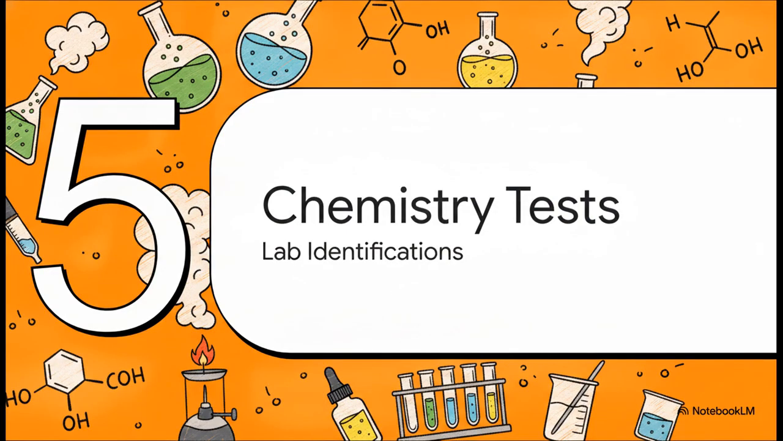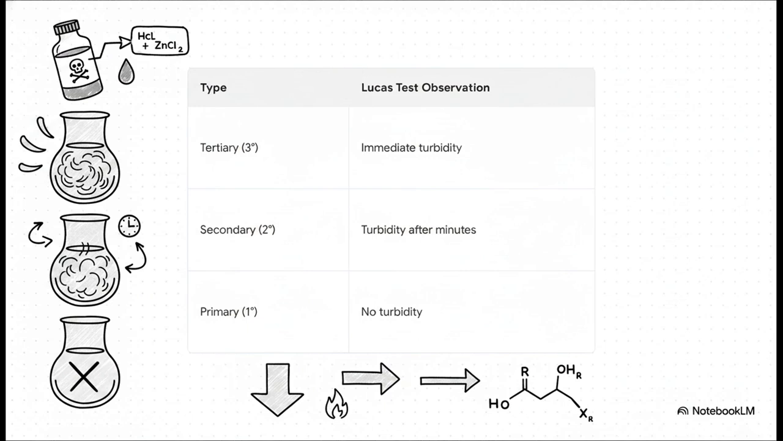Section 5. The ultimate chemistry tests. Let's head into the lab and uncover how to identify these molecules. If you ever need to identify these in a practical setting, you'll use the Lucas test, which is a mixture of concentrated hydrochloric acid and anhydrous zinc chloride. Interestingly, the reactions here run completely opposite to the oxidation rules we just talked about. Tertiary alcohols are actually the most reactive here, giving immediate cloudiness or turbidity. Secondary alcohols take a few minutes to get cloudy, and primary alcohols? They show absolutely no turbidity at room temperature.